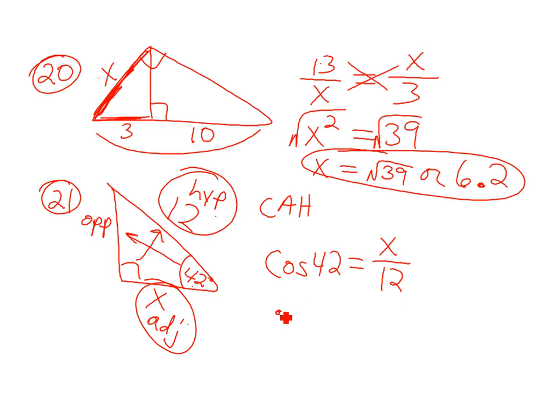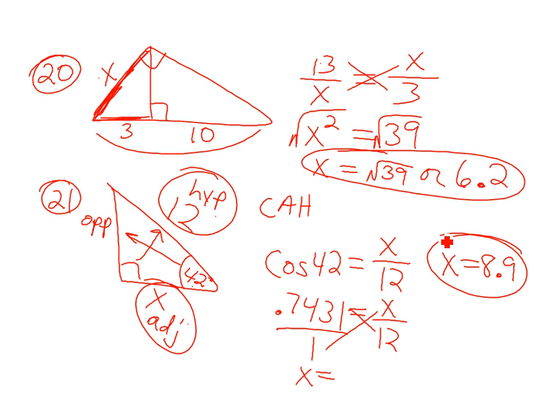Comes out to be 0.7431. That equals x over 12. This is one of the easy ones. We put a 1 underneath that, cross multiply. You end up with just x equals 12 times that. And I get about 8.9. So the length of that side is about 8.9 units long. Go back and make sure that our answer makes sense. The 8.9 should be shorter than the hypotenuse, which it is, so it seems reasonable.